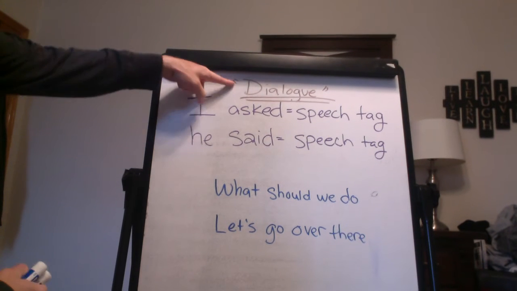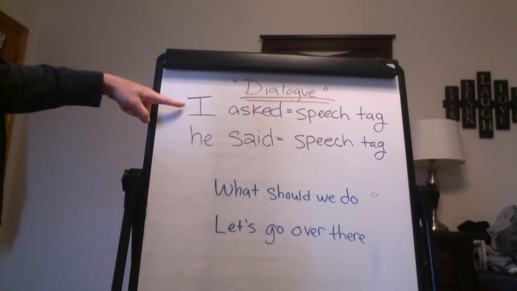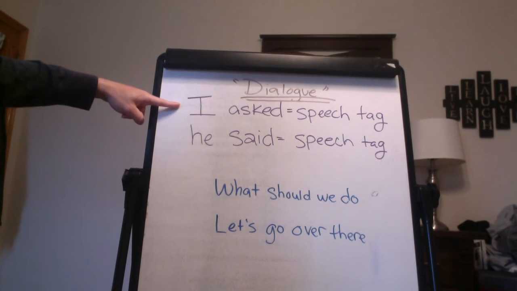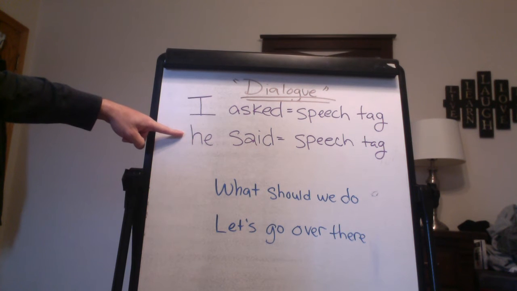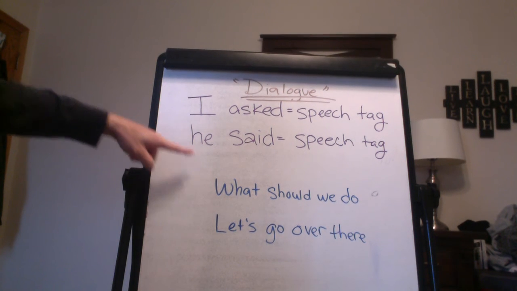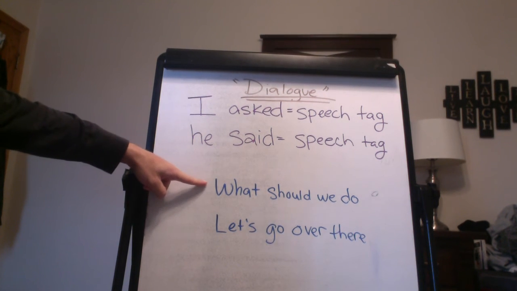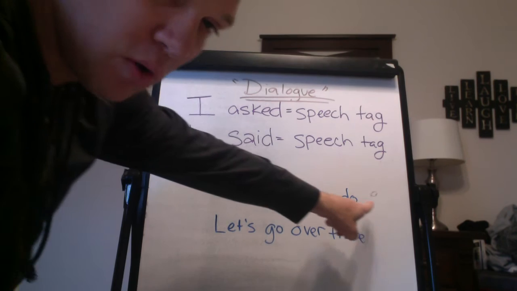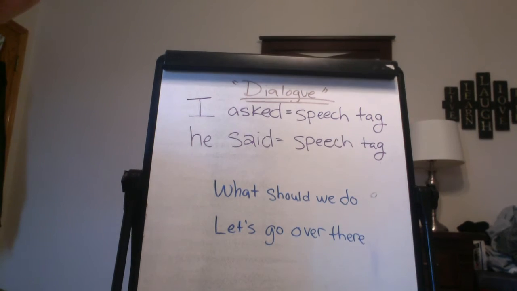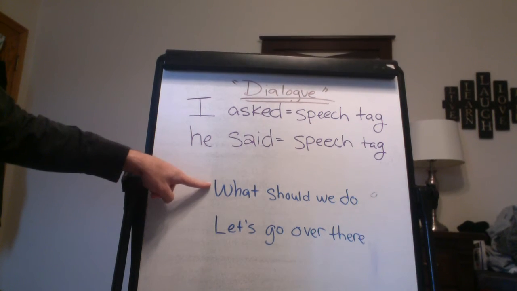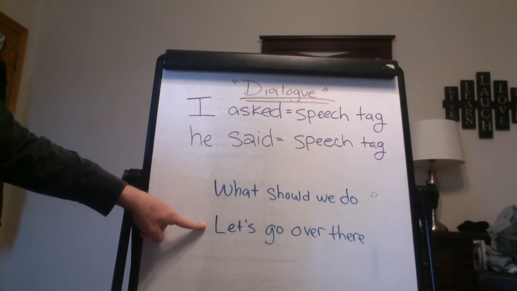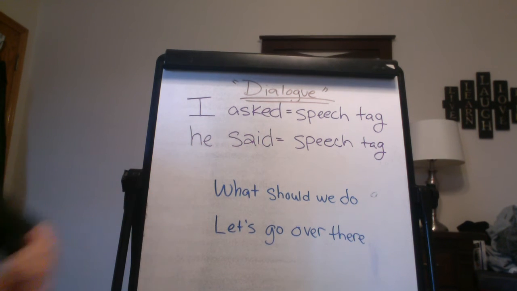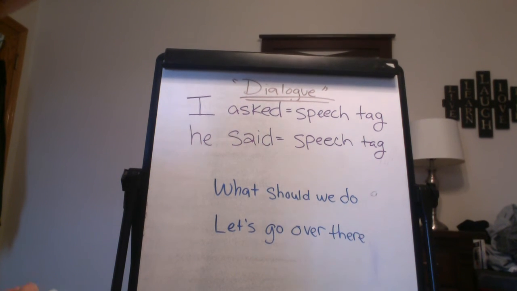Notice that for dialogue, you're going to have these things called speech tags. A speech tag is something like I asked or he said. Okay, and so I have a little script here. This is what one character is going to say. And then whenever a new character talks, you don't want to keep going, otherwise it gets confusing for the reader. So you want to hit return and go right down to the next person. Okay? Now, we're going to show you how to get a speech tag into these and how to punctuate it.